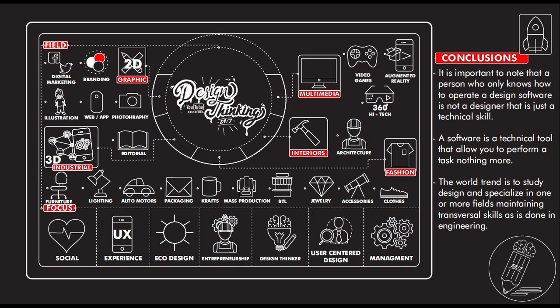And why that? Because it's important to know that a person who only knows how to operate design software is not a designer. That is just a technical skill. It's very important to understand that a designer thinks and makes it happen. Someone who operates software is not a designer. It's someone that knows how to do that. It's technical. But the designer, a professional designer, is focused on making it happen, but also creating the concept. A software is a technical tool that allows you to perform a task, nothing more.